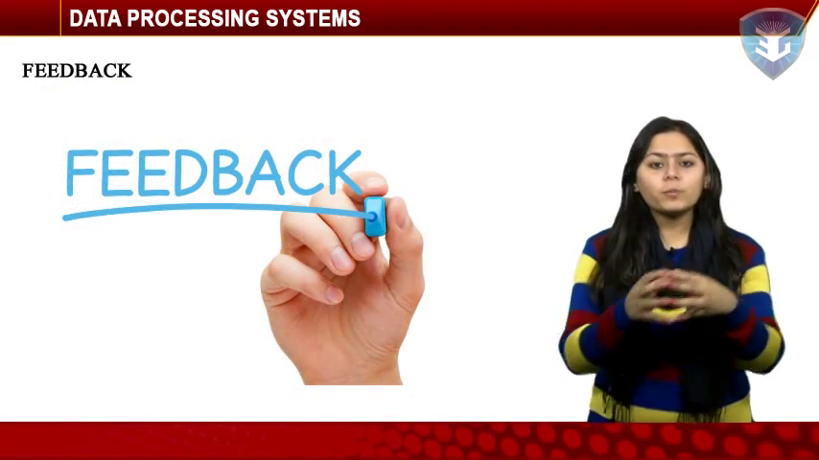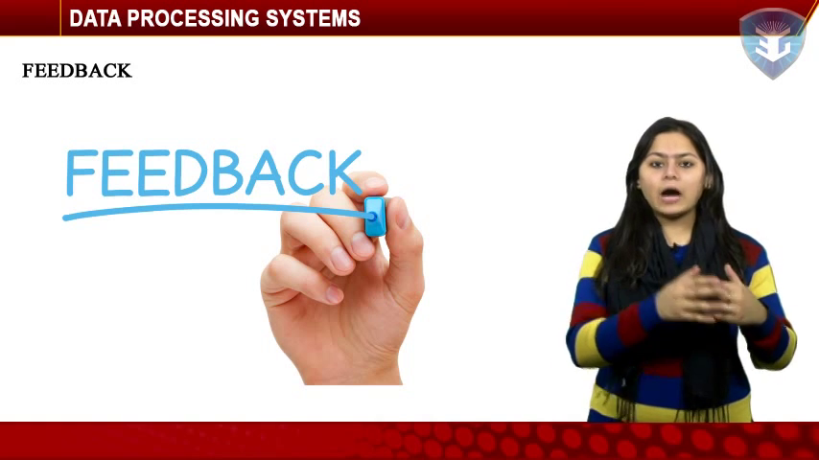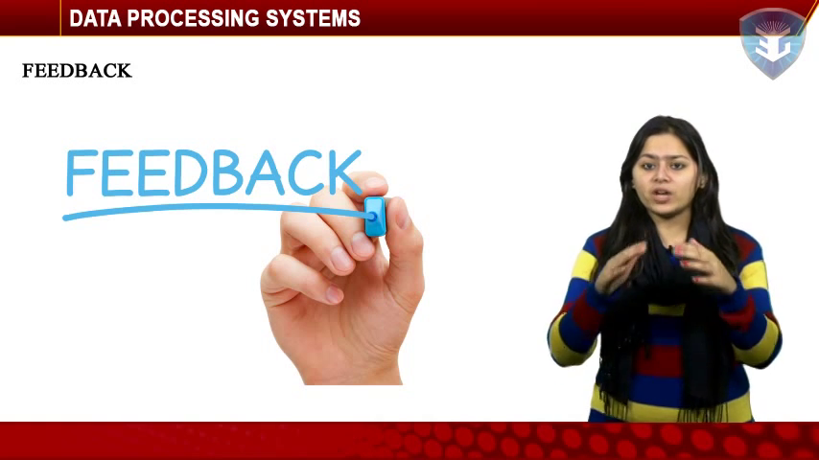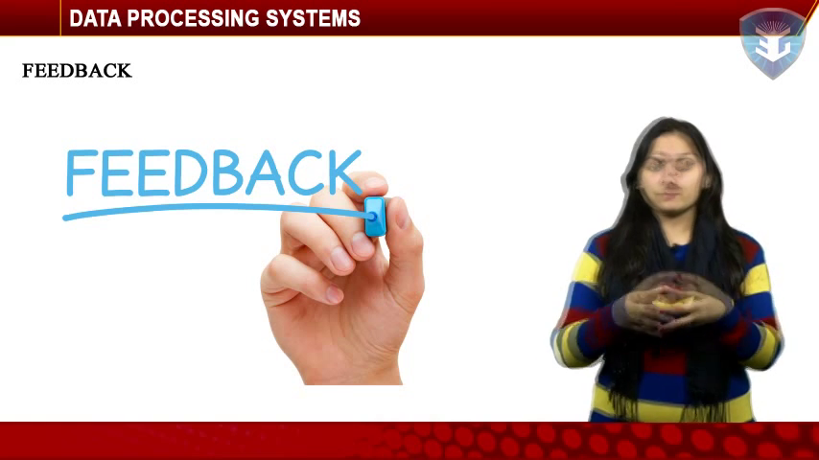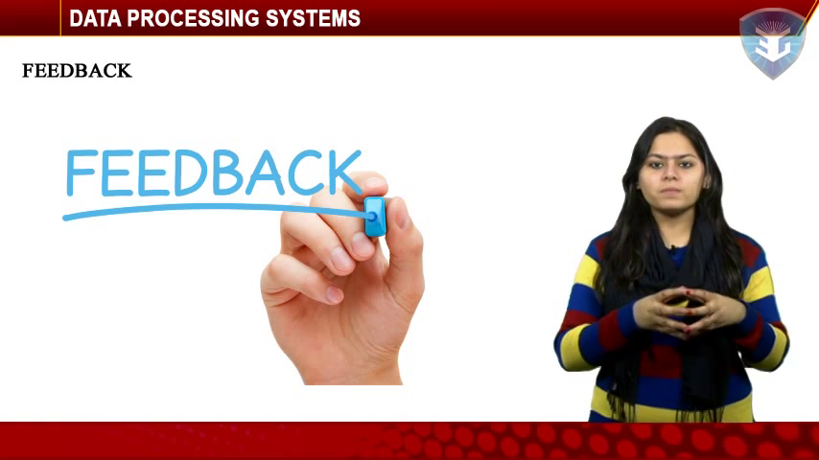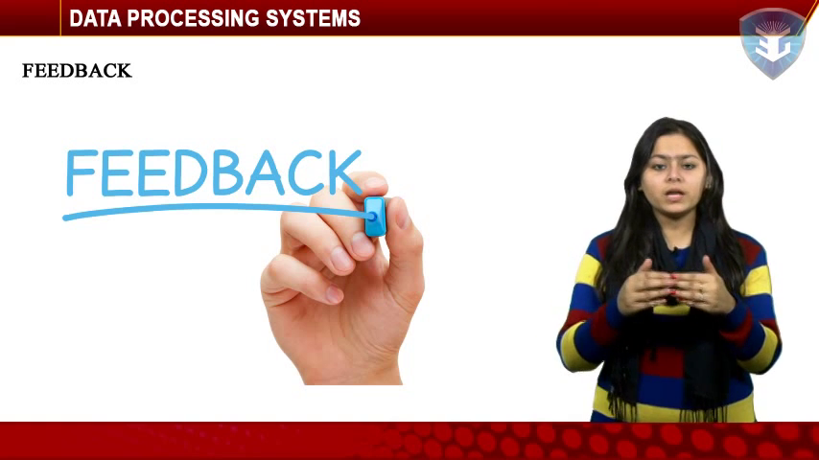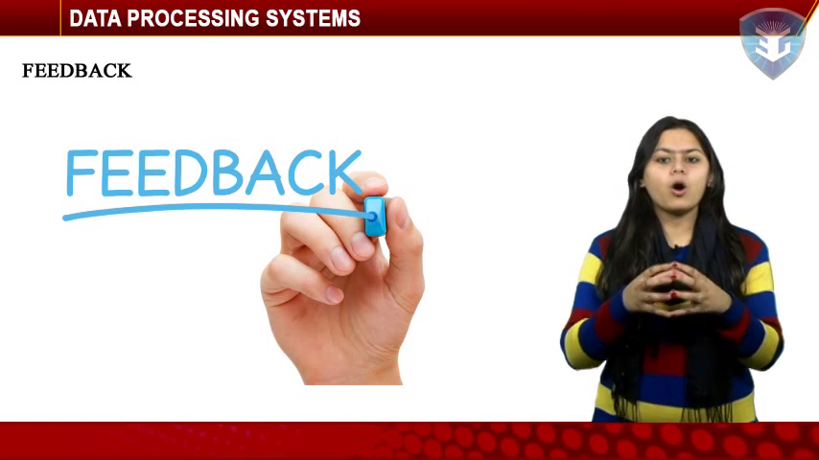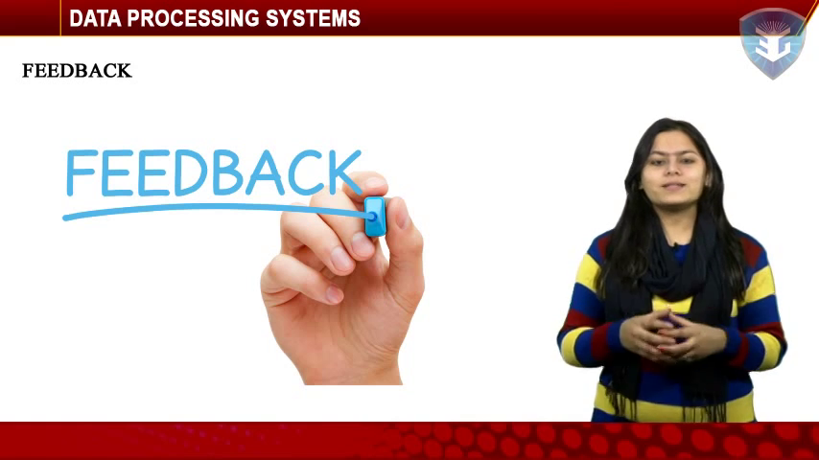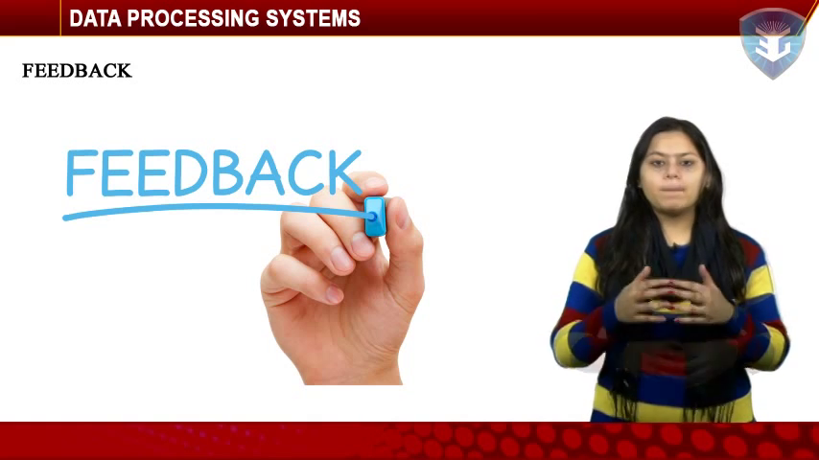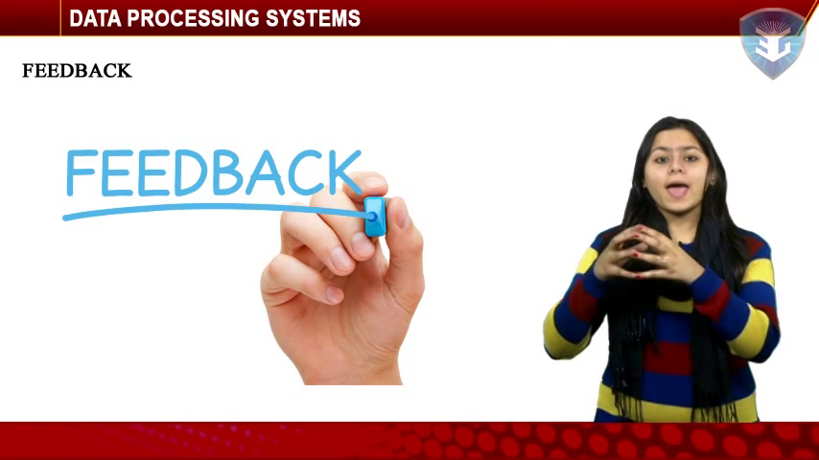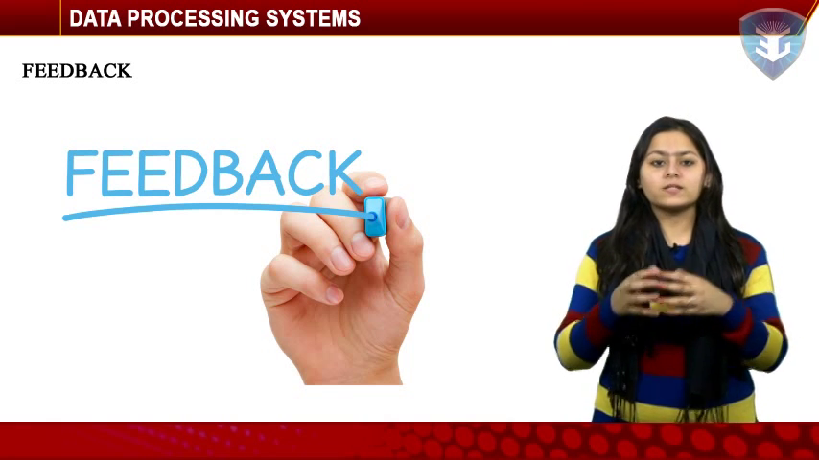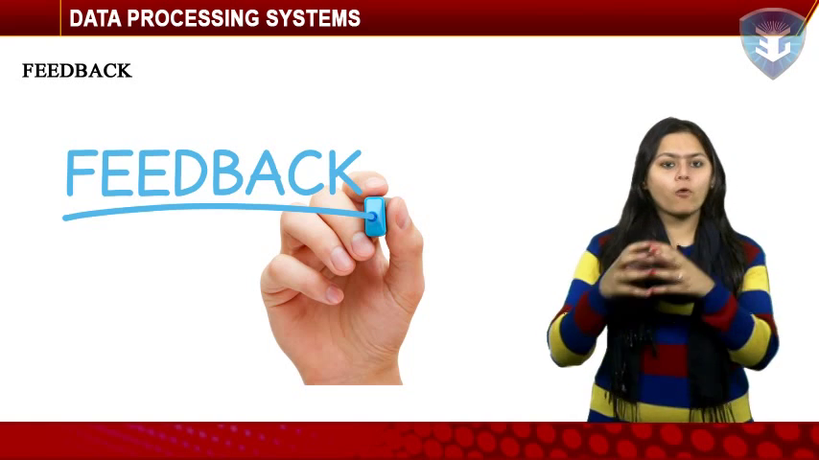Feedback. In an information system, feedback is output that is used to make changes to input or processing activities. For example, errors or problems might make it necessary to correct input data or change a process. Consider a payroll example. Perhaps the number of hours an employee worked was entered into a computer as 400 instead of 40 hours.